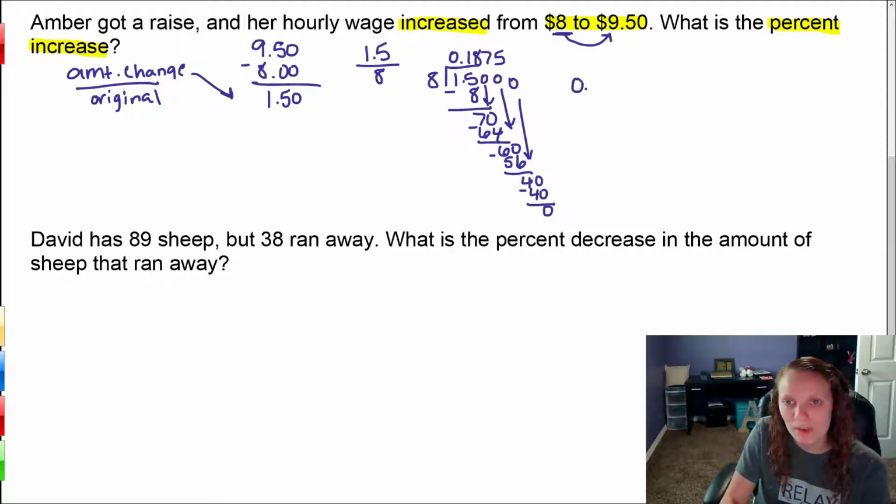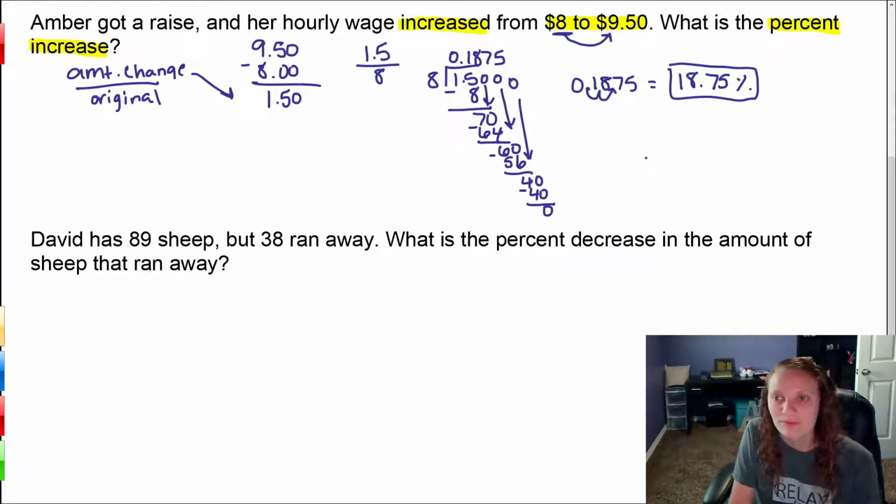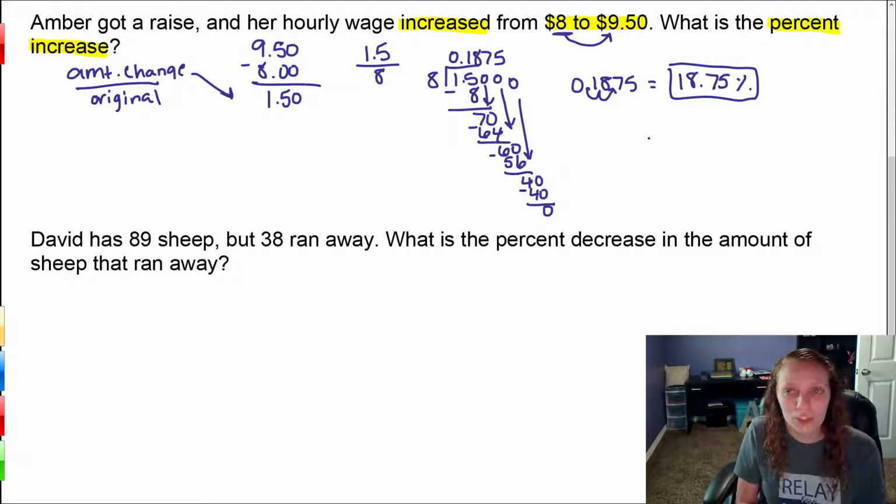So I'm getting the number 0.1875, and to change a decimal to a percent, let's move it over 2 times, and so that would be equal to 18.75%. If it was a multiple choice question and they were all whole number percentages, this would round up to 19%.